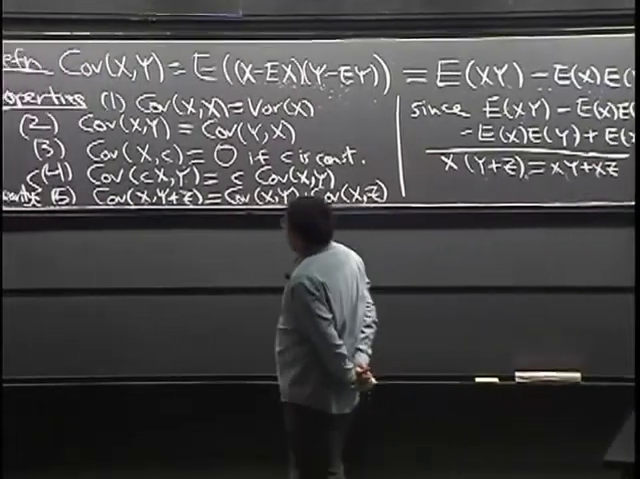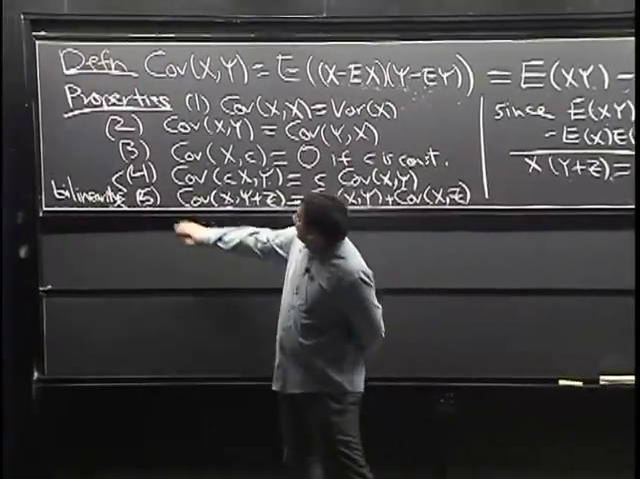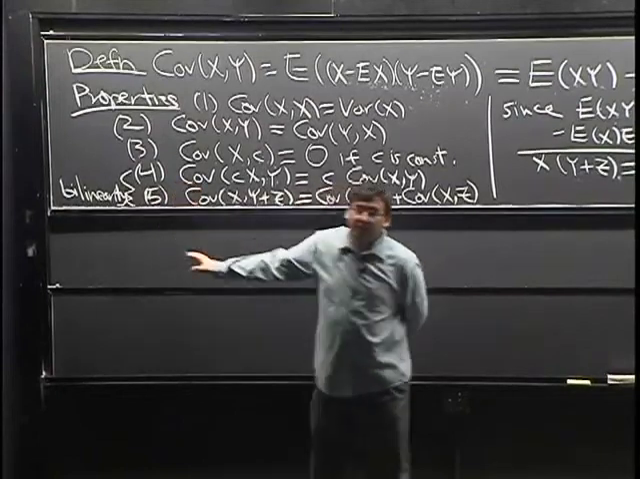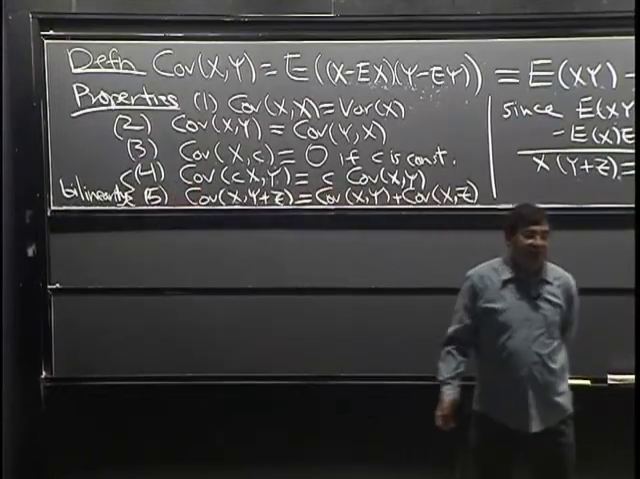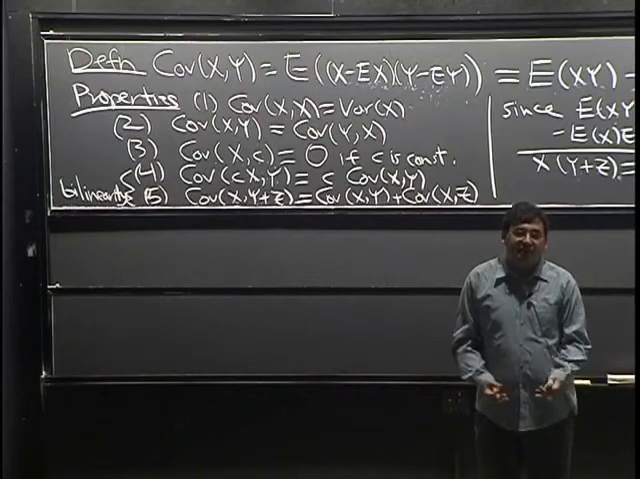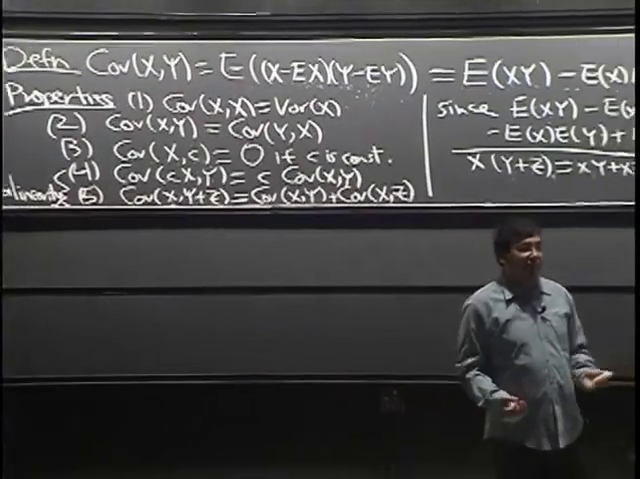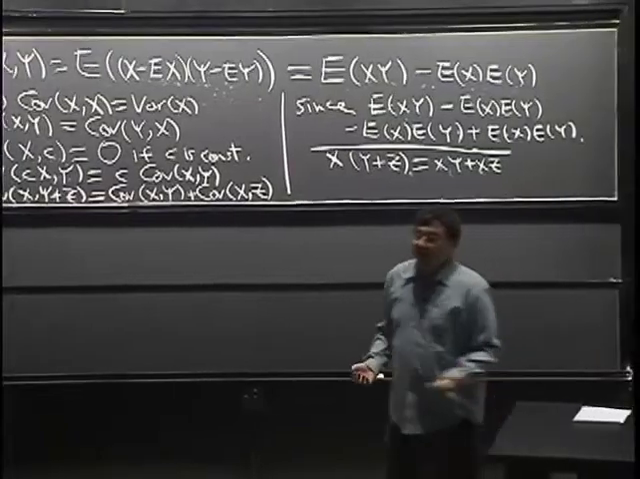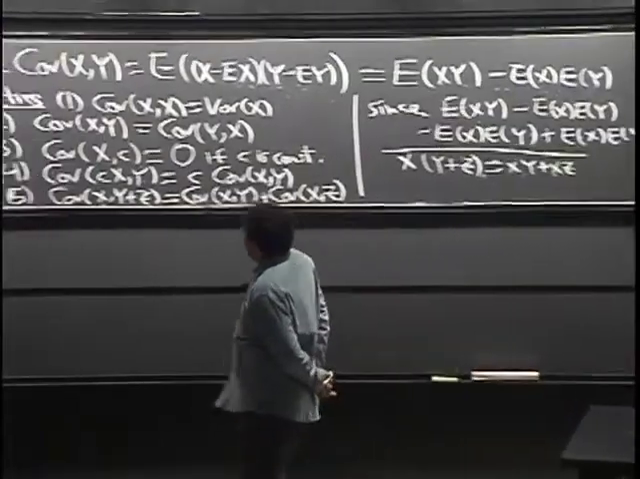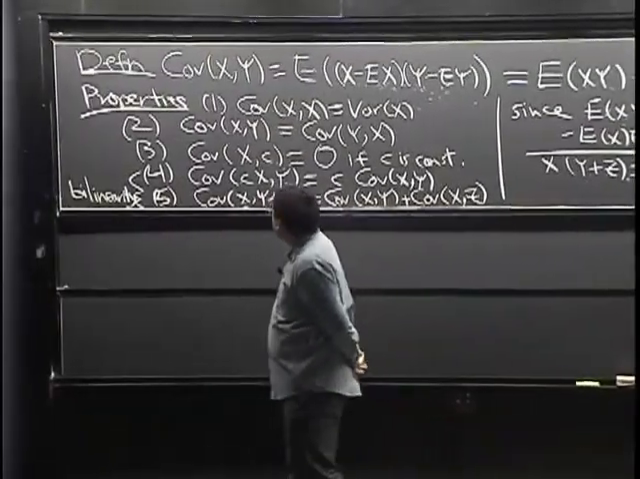Those are really useful properties. If you use these properties, you can avoid a lot of ugly calculations. That is, you can just apply this rather than always having to go back to the definition. Just like linearity is incredibly useful, bilinearity is incredibly useful when we're working with covariances.